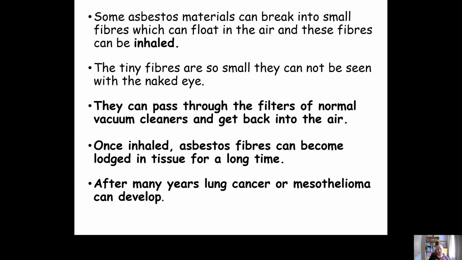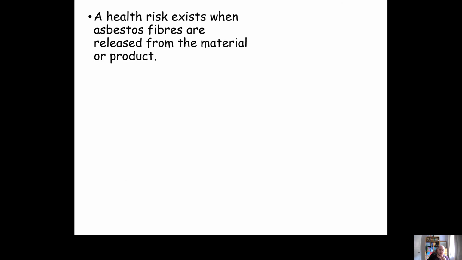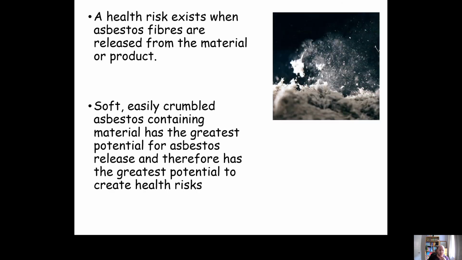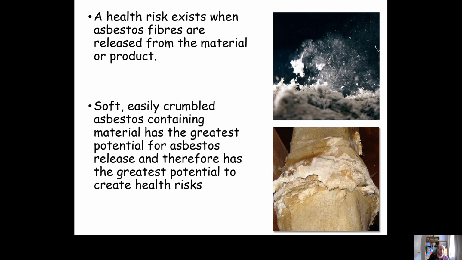The sort of damage that they cause could be lung cancer or mesothelioma, which is actually another form of lung cancer. So when the fibres are released, that's when we're most at risk. Therefore, soft asbestos materials, like asbestos insulating materials, have the highest potential for asbestos release, because once they become damaged, the fibres become airborne, and then we're at risk.